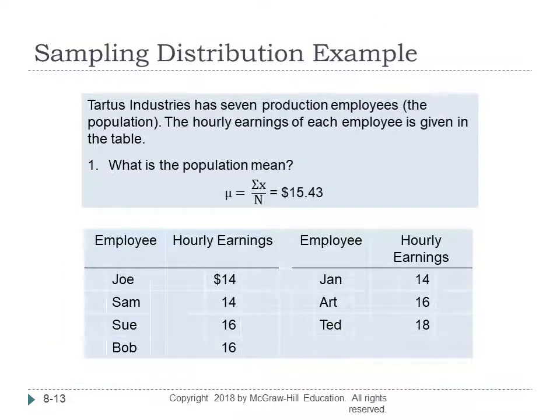Of course the population mean is easy. Just add all those numbers in the table and divide by the number of data values. The population mean, or mu, will be $15.43. This is just adding all the hourly earnings for the 7 employees and dividing by 7.